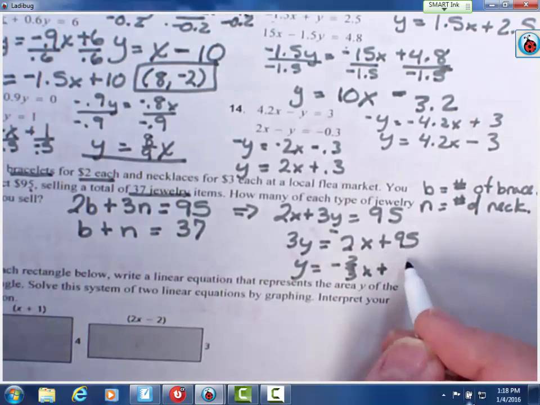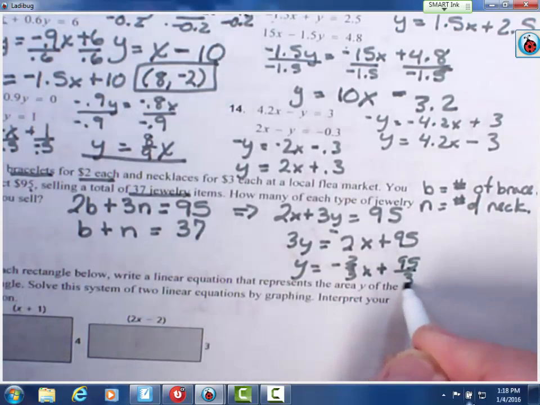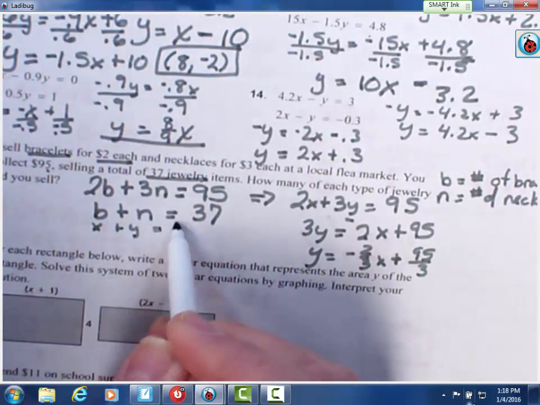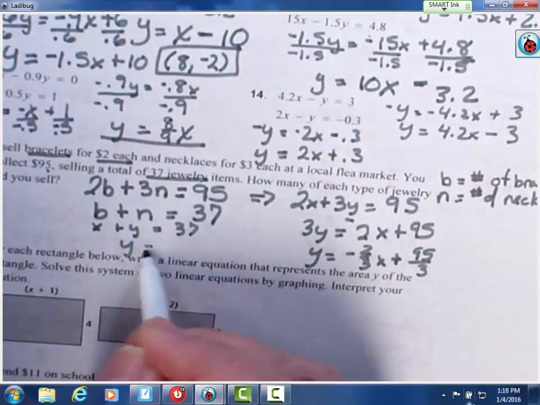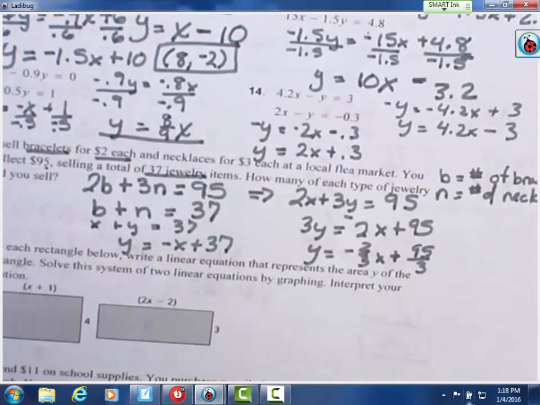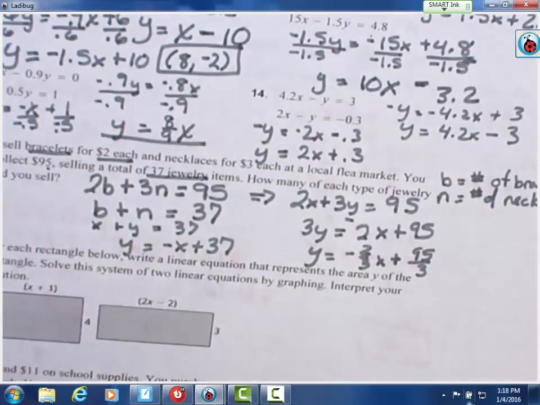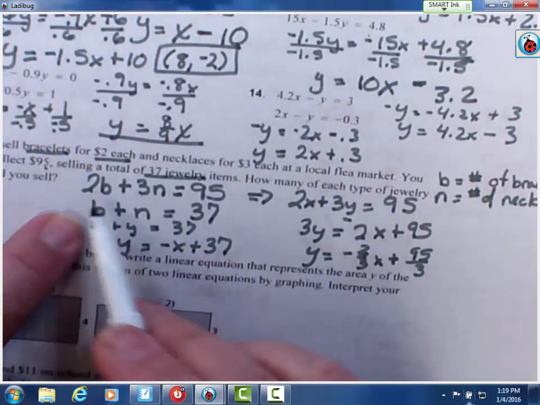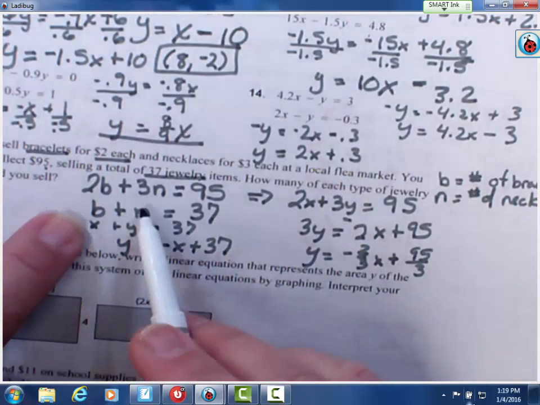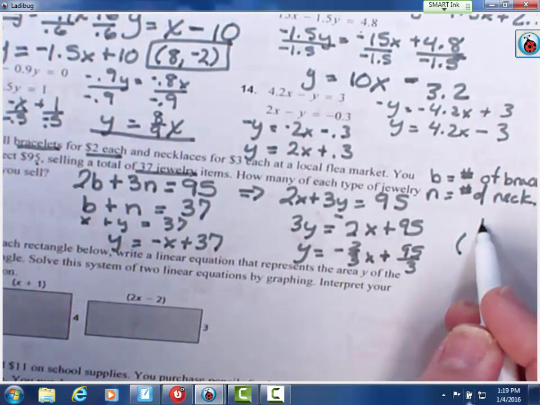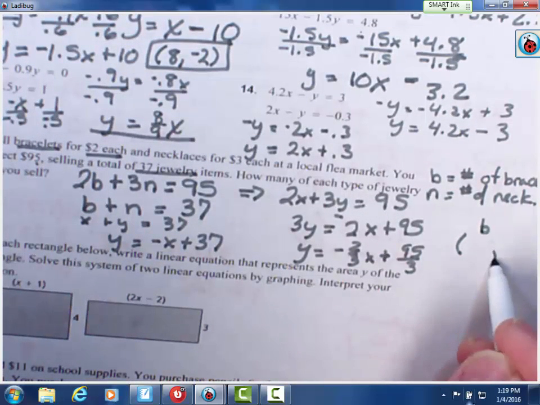It's just 95/3. And then this we could change to x plus y equals 37, which means y equals negative x plus 37. And then I could graph those on my calculator. What I've got to remember though is that x stands for bracelets and y stands for necklaces. So when I get my coordinate point, this is going to be my bracelets and this will be my number of necklaces.